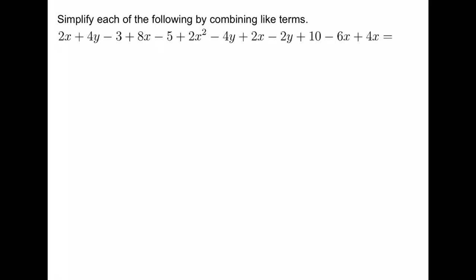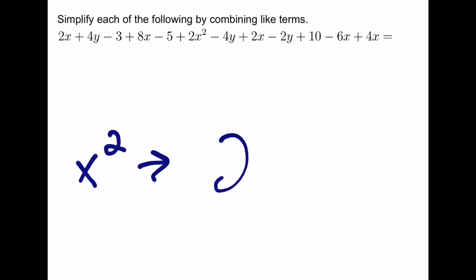We will do one final practice problem from the back of this worksheet. Simplify each of the following by combining like terms. Let's begin with the largest exponent. That's the x squared term. What are some of the coefficients that I can combine together? Just the 1, just the 2 from here. So I'll write that as 2x squared.